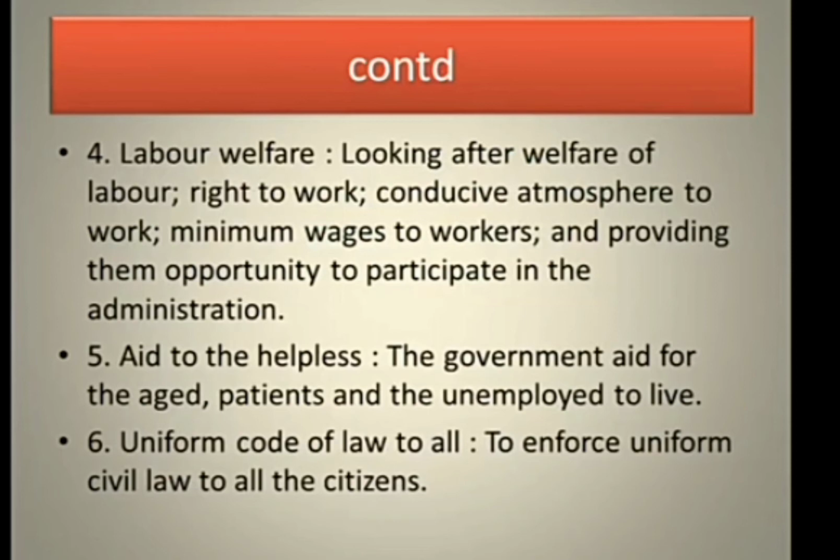Next one is aid to the helpless, giving support to helpless people. The government gives help to the aged, the patients and the unemployed to live. Next one is uniform code of law for all. Everybody has the same type of law; the state should enforce a uniform civil law for all citizens. All the citizens get the same type of law.